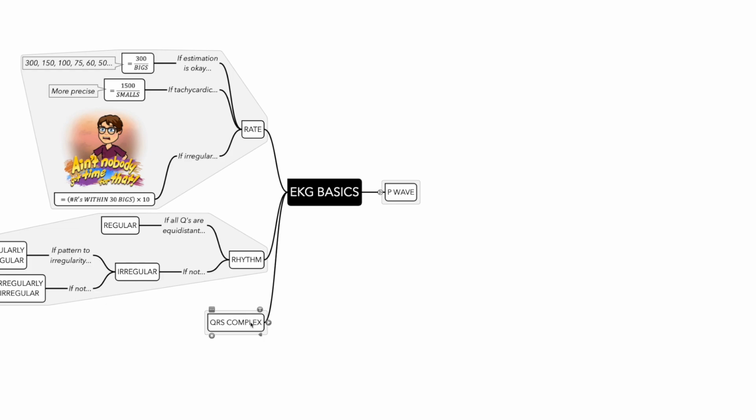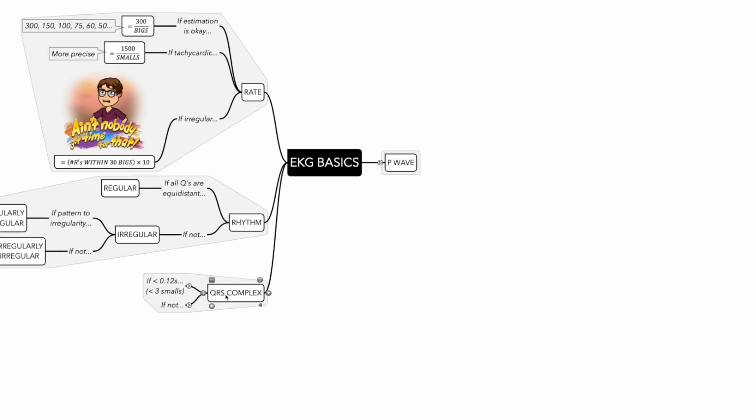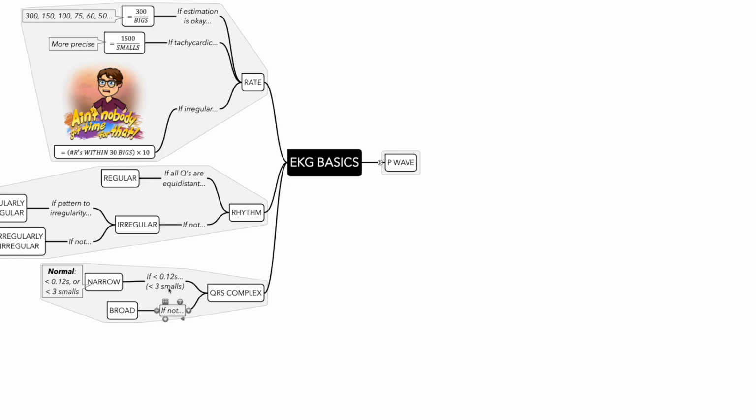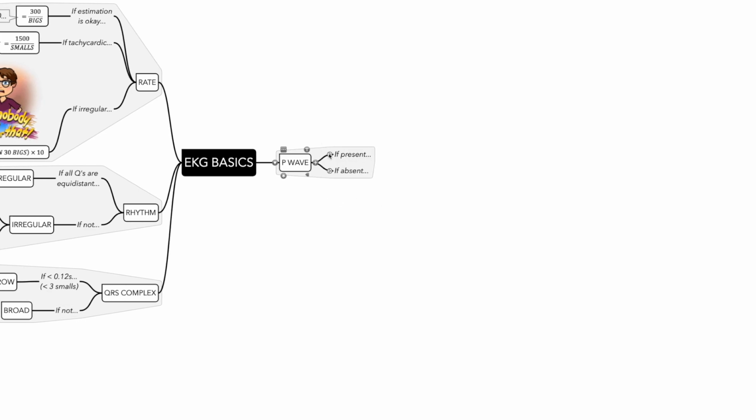Now, the QRS complex, we can look at that now. If it's less than 0.12 seconds, which we'll find out soon is less than 3 small boxes, we would call that a narrow complex, and this is normal. And if it's larger than this, we would call that a broad complex wave. All right, so this is rate, rhythm, QRS complex. When you're presenting a patient, you would say the patient had regular rate and rhythm. This is what we're referring to. Okay, so the P wave, if the P wave is present, we'll do this first.